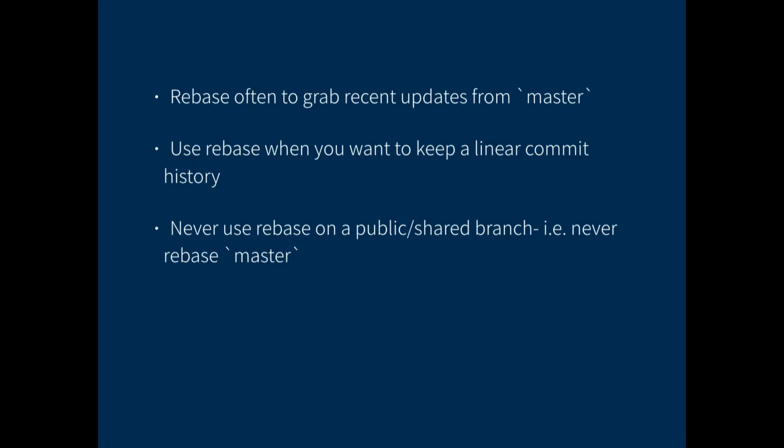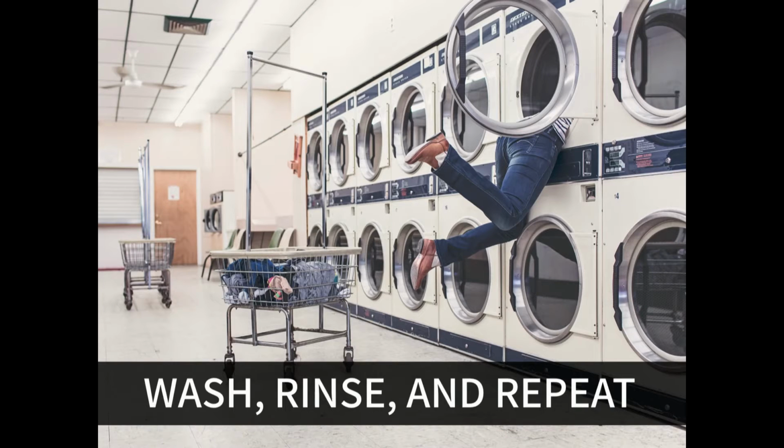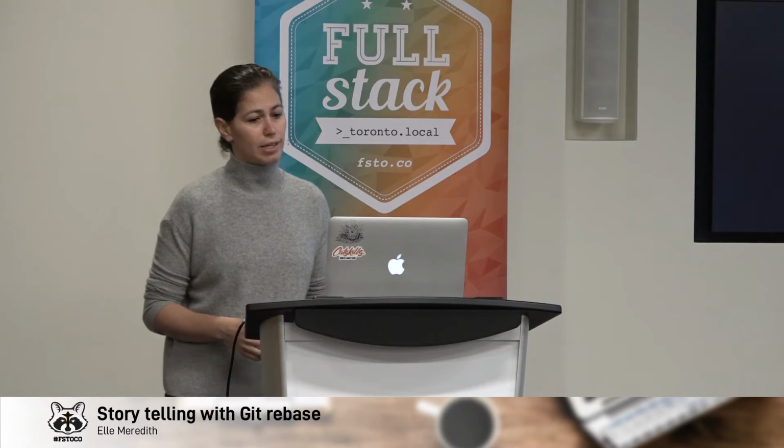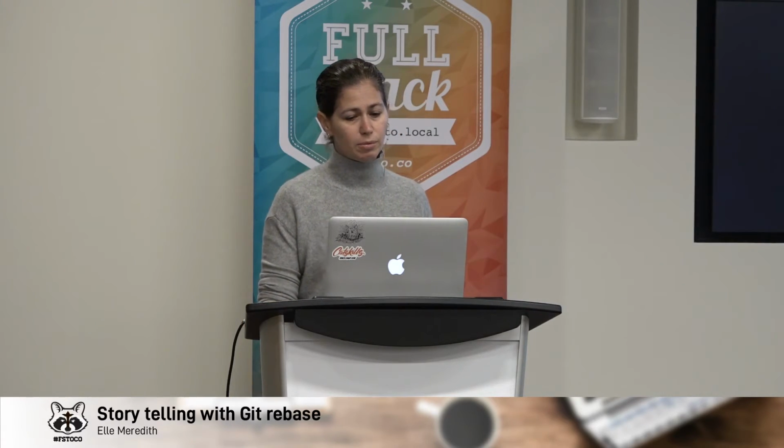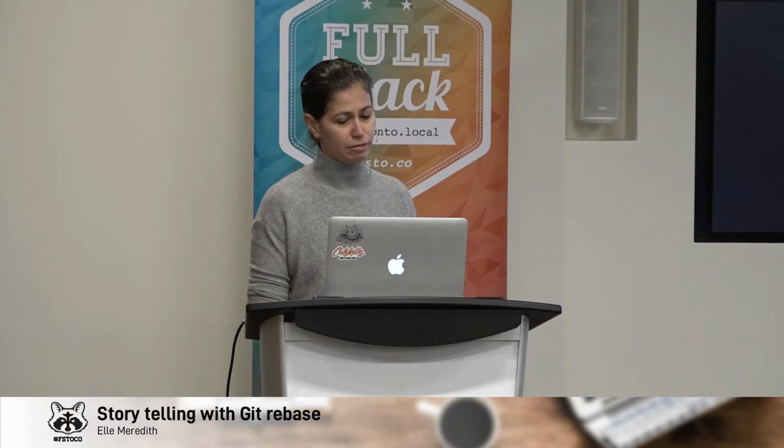Things to remember when rebasing: rebase often to grab recent updates from master. Use rebase when you want to keep a linear commit history. Never use rebase on a public shared branch, i.e. never ever rebase master, unless you have sensitive information and you need to let the whole team grab the new updates. If we spend as much time ensuring our commits are well factored as we do factoring our code and tests, it will save us and the team time and pain in the future.